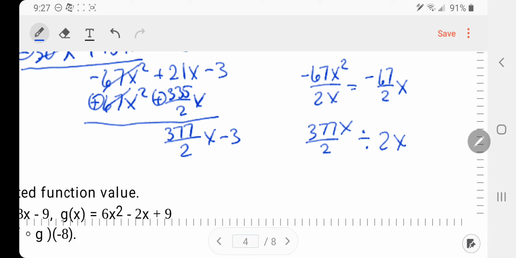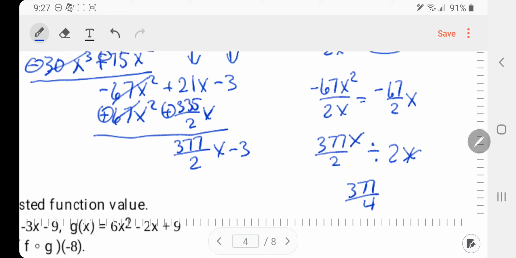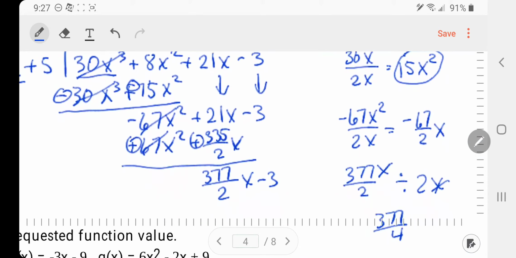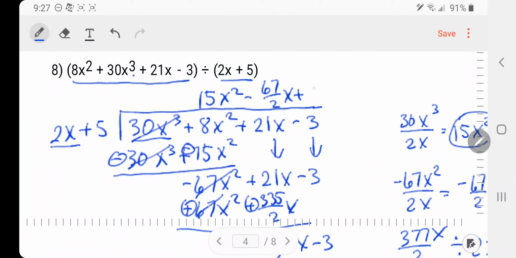Okay, so here we go. Calculator. 377 over 2 divided by 2. That's going to be 377 over 4, and the x's cancel. So the last term we need here is plus 377 over 4.